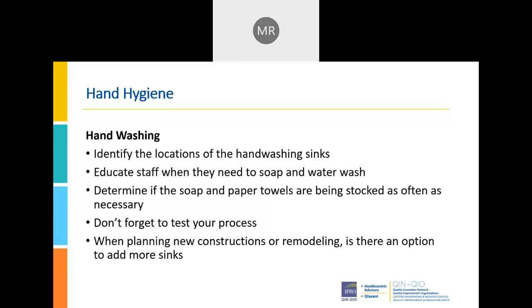So identify the locations of the hand washing sinks, and I think that's a challenge in some facilities, depending on how old the building is, where you might be able to find a hand washing sink that is not occupied. So again, you're in a semi-private room, one resident is in the bathroom, how are you going to clean your hands if you're working with the other resident?